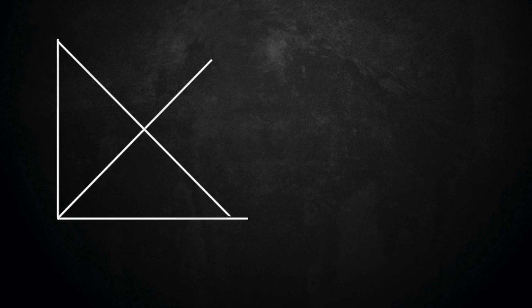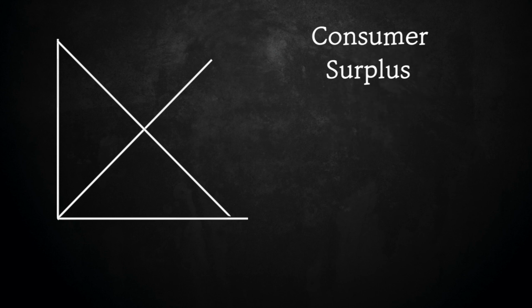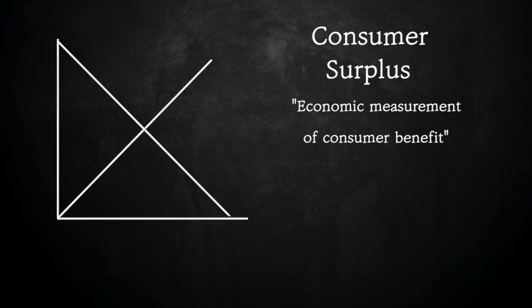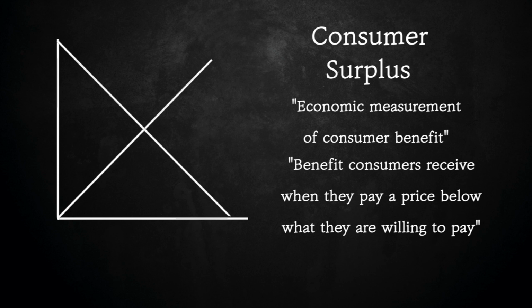The essential concept in almost all aspects of microeconomics, as you would have guessed, is efficiency. The efficiency in a market can be assessed with the stakeholder surplus. Let's begin by looking at consumer surplus. In simple terms, consumer surplus is a measurement of consumer benefits. It's the benefit consumers receive when they pay a price below what they are willing to pay.